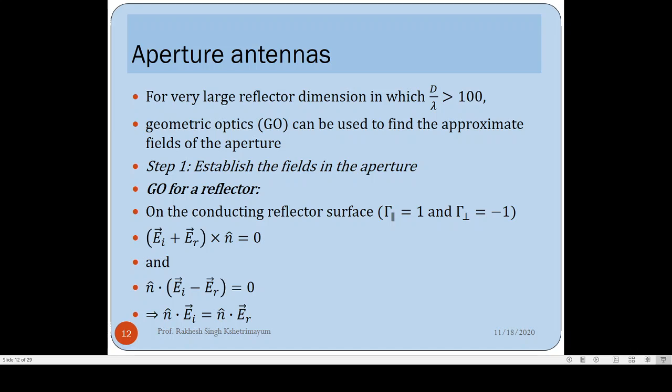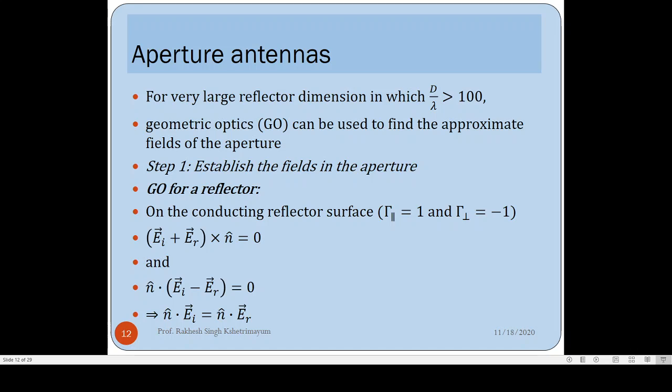We want to establish the first step, that is finding the fields in the aperture. This can be done by using geometric optics, and geometric optics can be used to find the approximate fields of the aperture. And the condition is we should have a large reflector dimension where d by lambda is greater than 100.